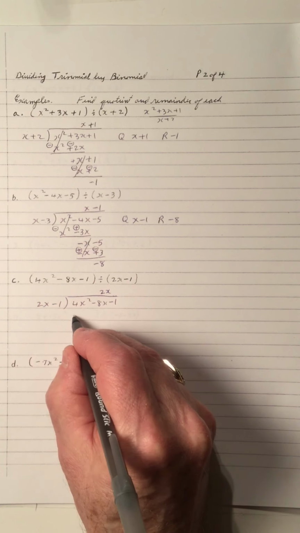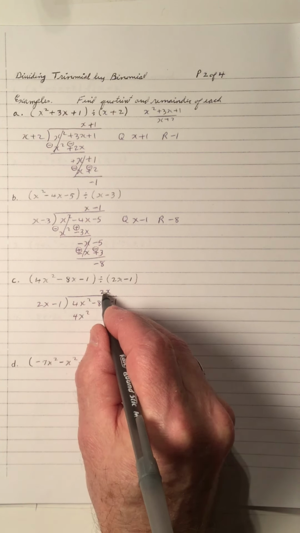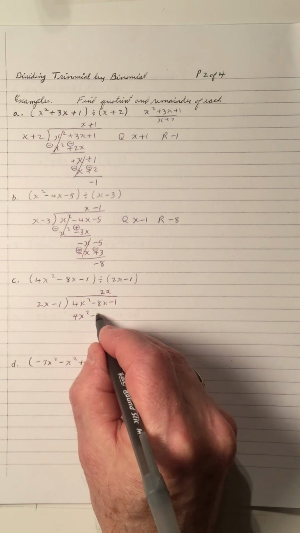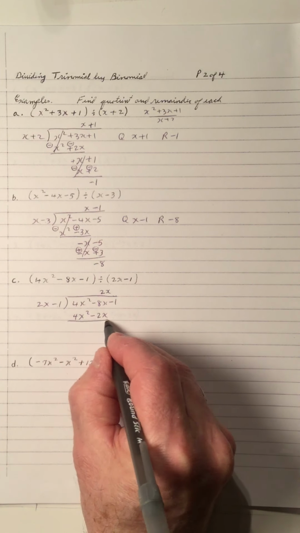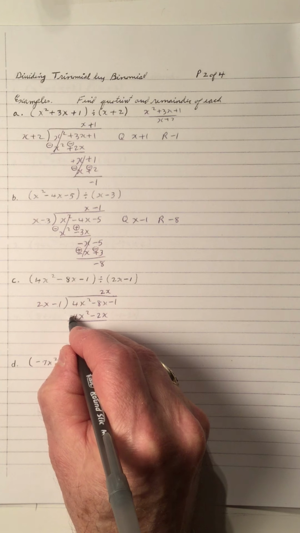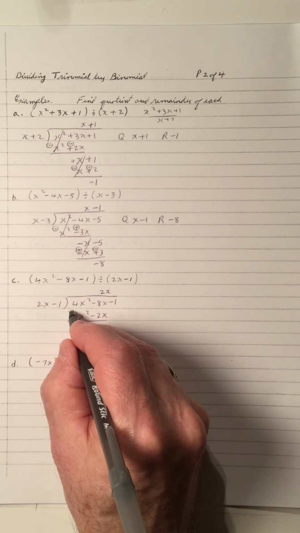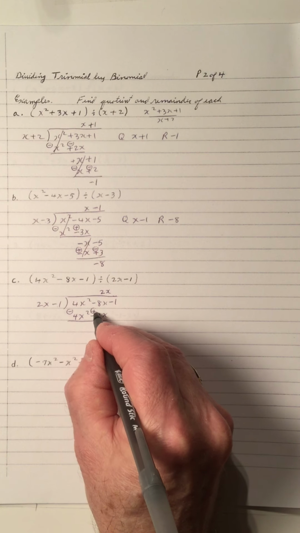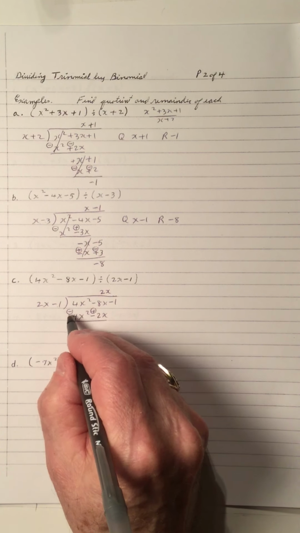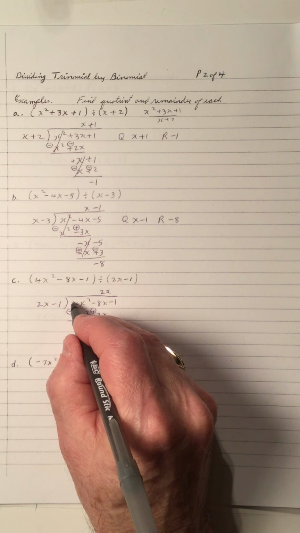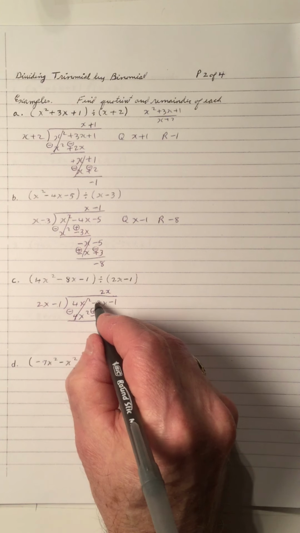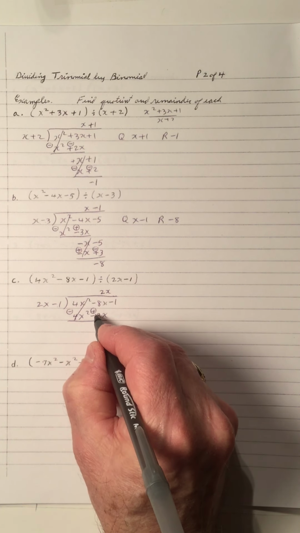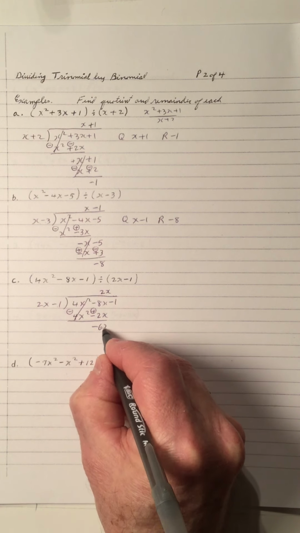2x times 2x is 4x squared. 2x times negative 1 is negative 2x. Draw a line, we're going to subtract. That's a plus, so we make it a subtraction. That's a minus, we make it a plus. And I'm putting circles around when I change the signs. So 4 minus 4 is 0. Negative 8 plus 2 is negative 6x.